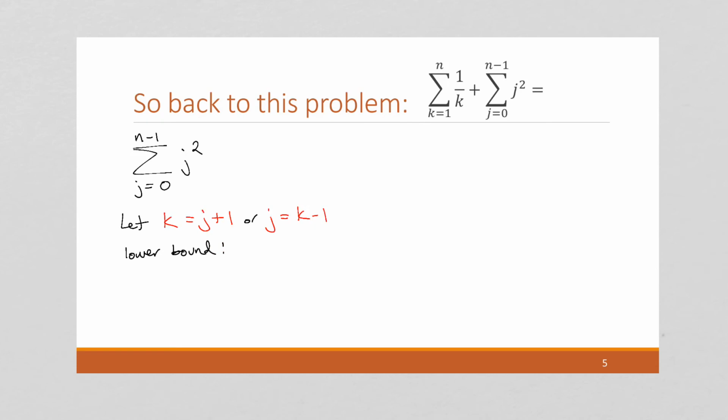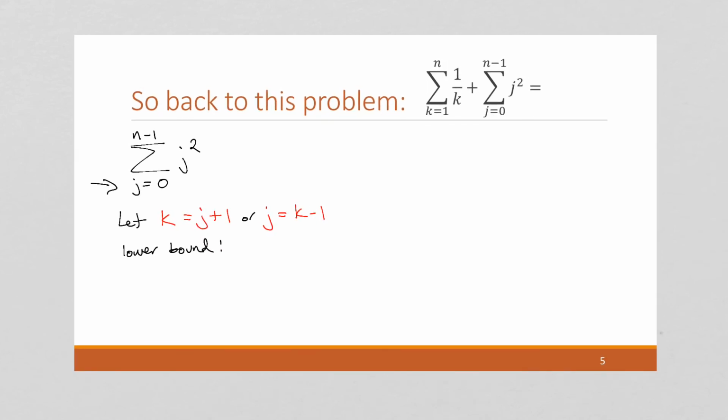The lower bound of my equation is going to be j equals 0. But I want to substitute that into this equation here so that I get k is equal to 0 plus 1 equals 1. So in other words, k equals 1. And let's do the same thing here. We can write this out. This is k equals 1.